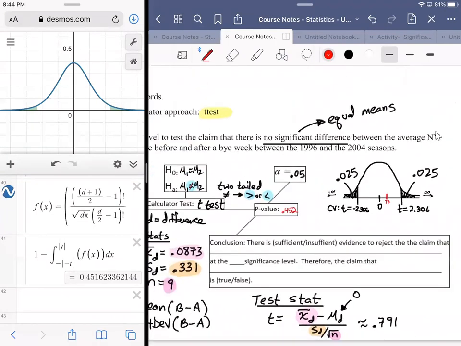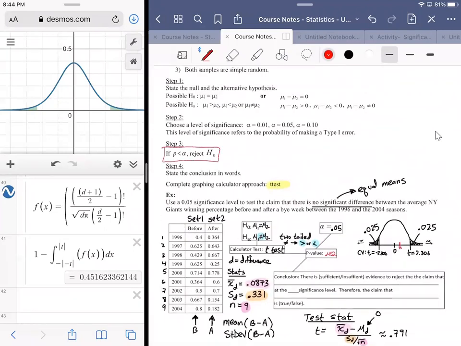That p-value, in order to reject the null, that p-value has to be less than the alpha value. If p-value is less than alpha, then reject the null. 0.452 is not less than alpha, so do not reject the null hypothesis. All right, so the null is the keeper. The alternative is the one that's getting tossed. So if we're talking about rejecting the null, whether there's sufficient or insufficient evidence, I'm keeping the null, which means that there was insufficient evidence to get rid of it.